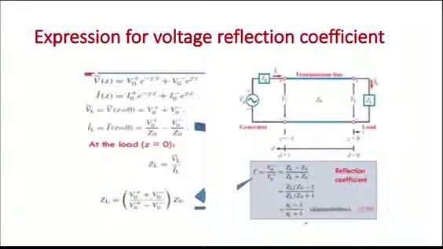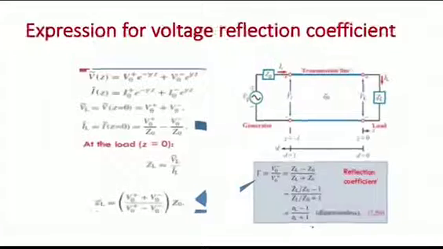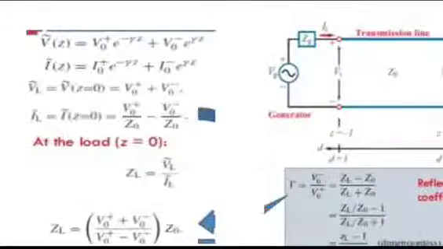If you look at the expression for the voltage coefficient, you have simply the wave nature of voltage and current. These are calculated at z equals 0. The positive sign shows the forward-going wave and the negative sign shows the backward-going wave. This is a ratio of both waves, the forward incident wave and the reflected backward wave. At the load, z equals 0, so you are simply calculating ZL as V naught positive plus V naught negative by V naught positive.